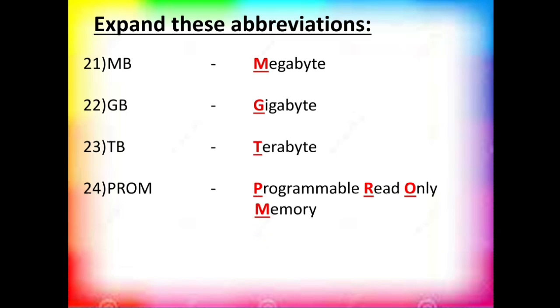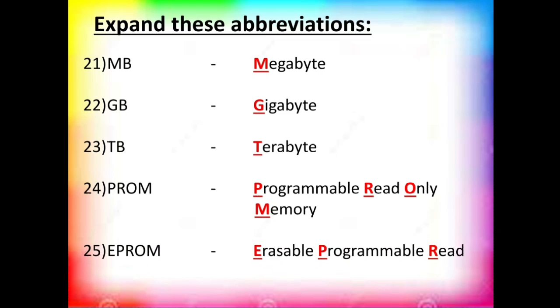Programmable, programmable read only memory. EPROM, that is erasable, programmable read only memory. So MB means megabyte, GB means gigabyte, TB means terabyte, and PROM means programmable read only memory. The last EPROM means erasable programmable read only memory.